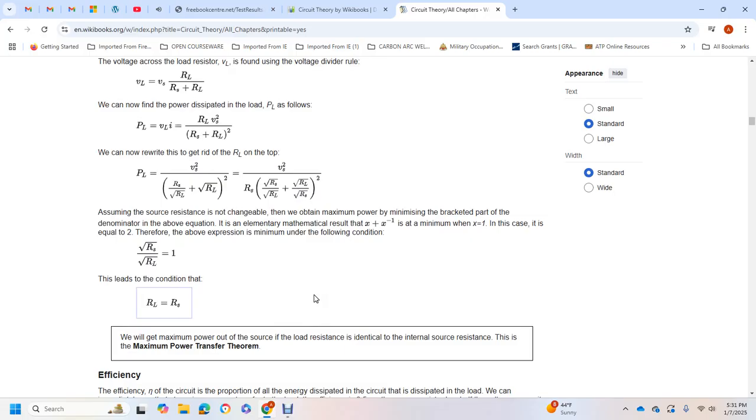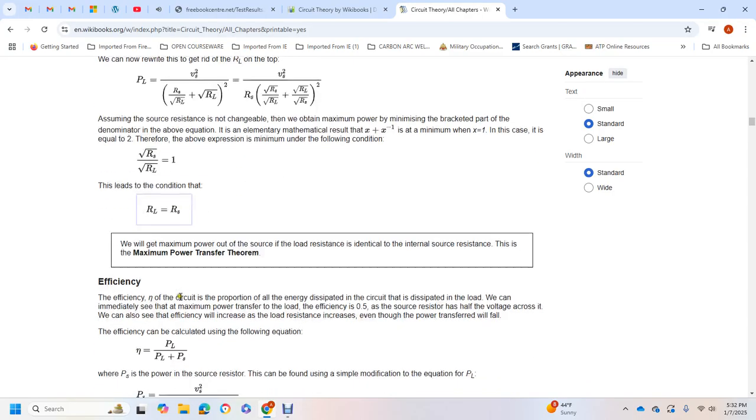Assuming the source resistance is not changeable, we attain the maximum power by minimizing the bracketed part of the denominator of the above equation. The elementary mathematical result is that x plus x to the negative first is a minimum when x is 1. In this case, it is equal to 2. Therefore, the expression is minimum under the following condition: the square root of R_S over the square root of R_L equals 1. This leads us to the condition that R_L equals R_S. We get the maximum power out of the source if the load resistance is identical to the internal source resistance. This is the maximum power transfer theorem.